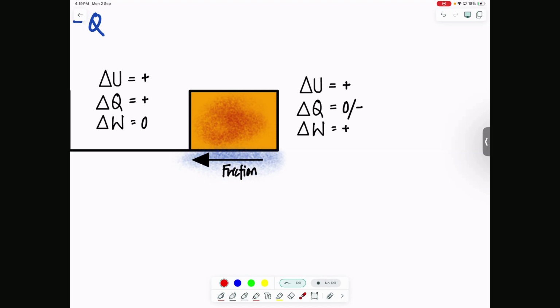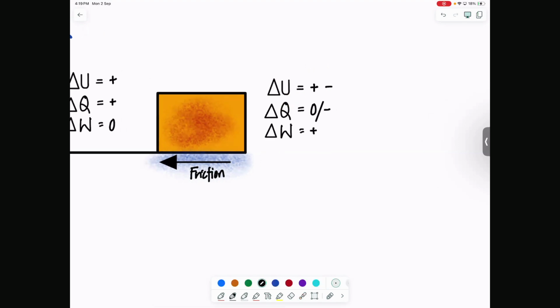The block, yeah, that's the reason why this is positive. Why is this value positive here? Because there's an increase in temperature. The thing heats up, right? And why is this positive? Because what are you doing on the system? Work done. Work done is equal to what? The frictional force times the distance you have moved.